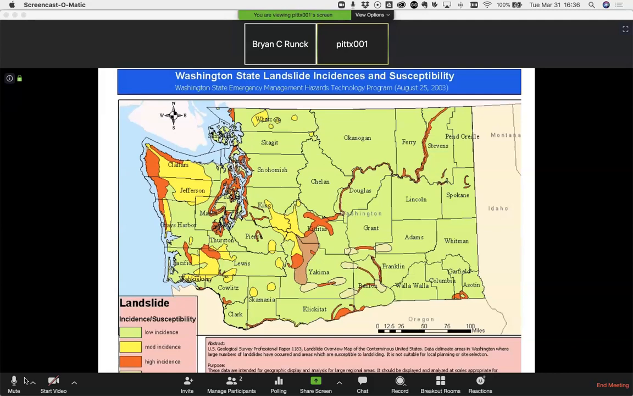Here we can see a map of incidents of landslides in the state of Washington. Again, these maps can be generated at the state level, the county level, or the municipality level, again, with careful guidance from geologists, so we can begin to identify where in the landscape we're likely to find these types of slope hazards.